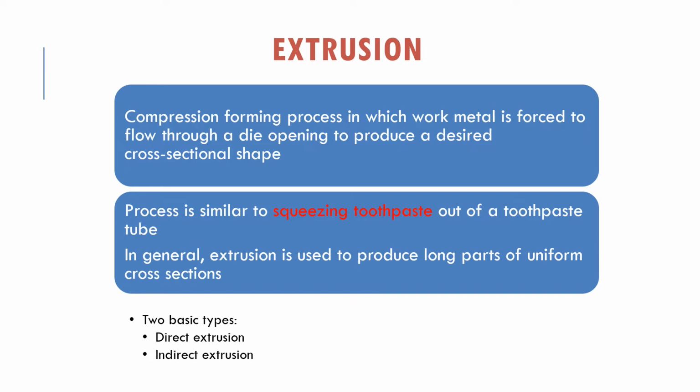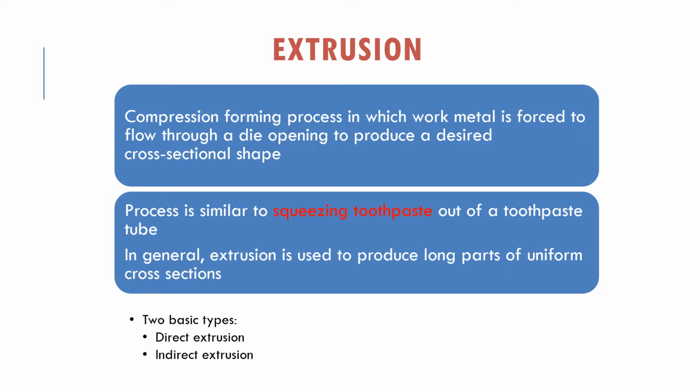So this process is similar to the squeezing of toothpaste. Okay? It is like that when you have an opening, and then you squeeze out the material to come out through that opening. In general, extrusion is used to produce long parts of uniform cross section, meaning that the part has a certain design, but it has to be uniform in cross section throughout the length.